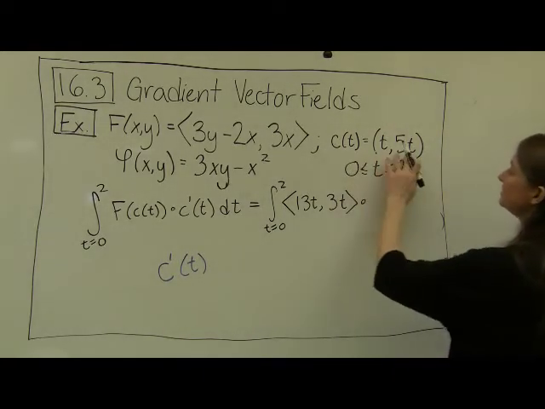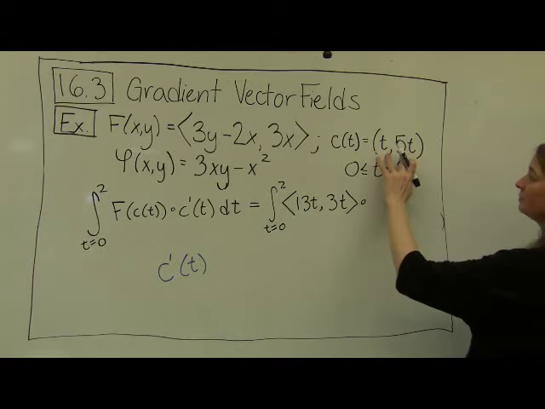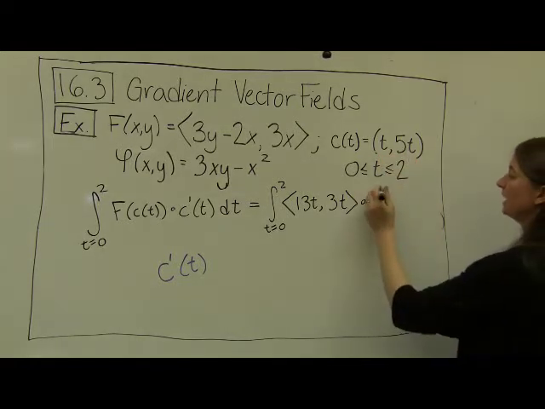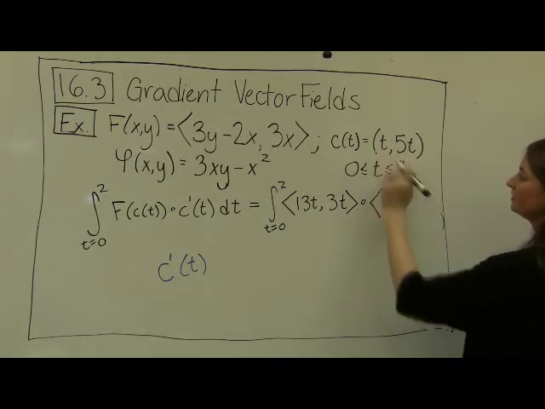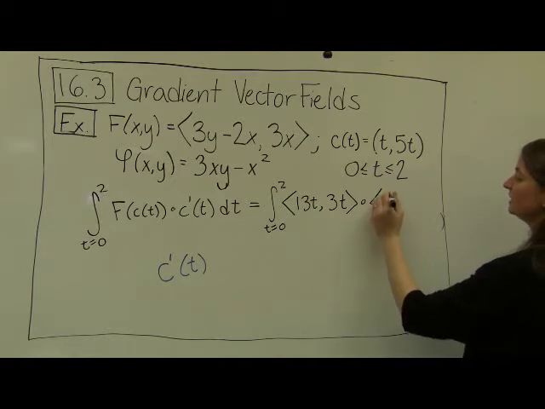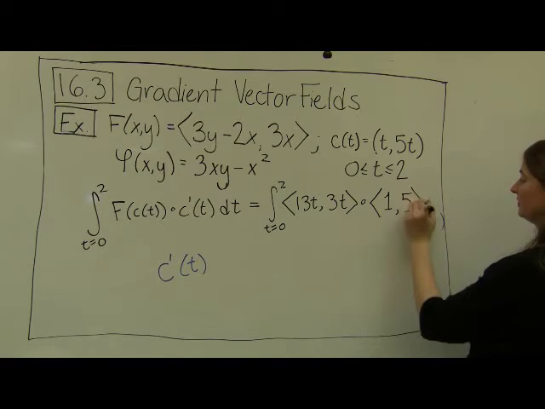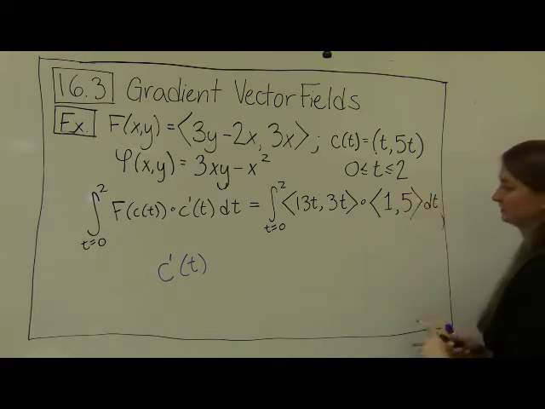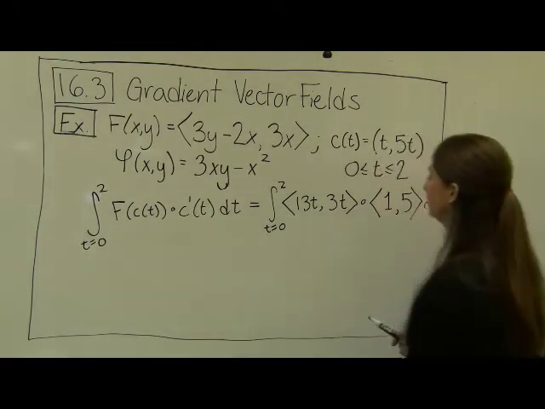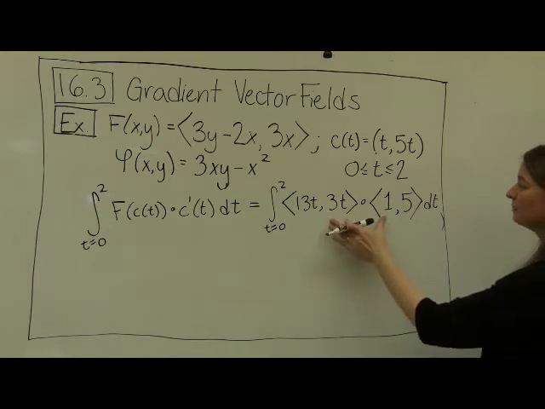Thinking of c of t as a set of vector outputs rather than point outputs, I can write the derivative of the first component function is the derivative of t, which is just 1, and the derivative of 5t, which is just 5 dt. So now I make a dot product.